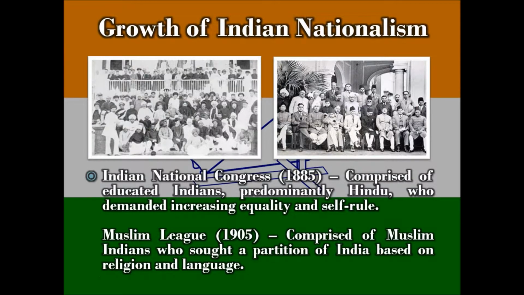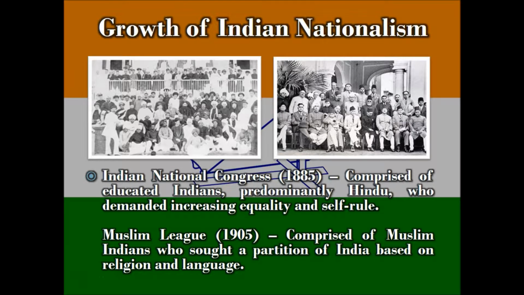There was a growth of Indian nationalism as a result of everything that Britain was doing in India. Number one, the Indian National Congress was formed in 1885. It comprised educated Indians, predominantly Hindu, who demanded increasing equality and self-rule. Second, a Muslim League was founded in 1905. It was comprised of Muslim Indians who sought a partition of India based on religion and language.